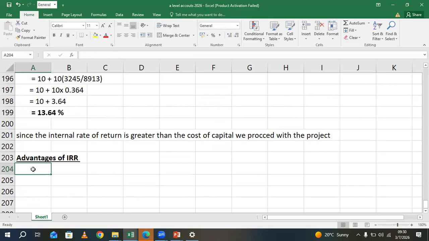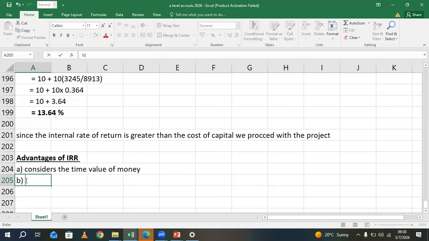So if you're using the internal rate of return, it considers the time value of money. Since it discounts the cash flows, like the net present value, it also takes into account the time value of money, which we discussed last time. So $1 today is not $1 tomorrow.